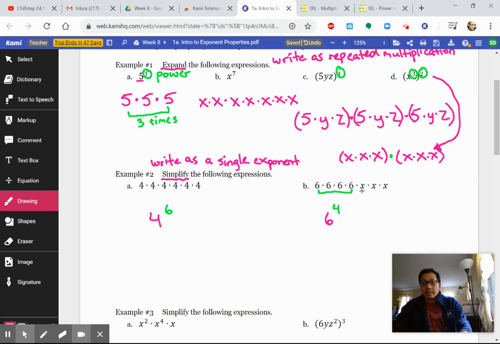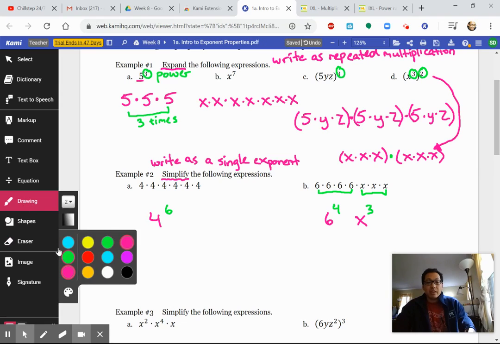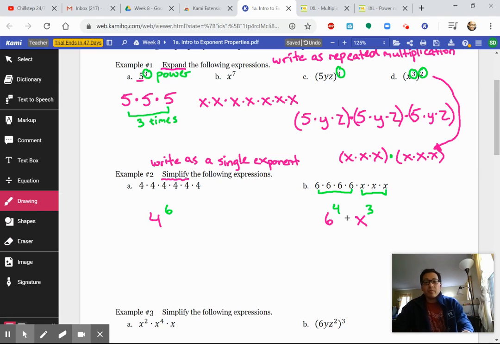And what about these x's? Can we simplify these x's? Yeah, sure. We can simplify that as x, our base, to the power of 3. I need to stop switching these colors around. Okay, so we could rewrite this. I know it's not maybe a single exponent, but we rewrote this part as a single exponent and this part as a single exponent. So we can simplify this whole thing as 6 to the power 4 times x to the power of 3.